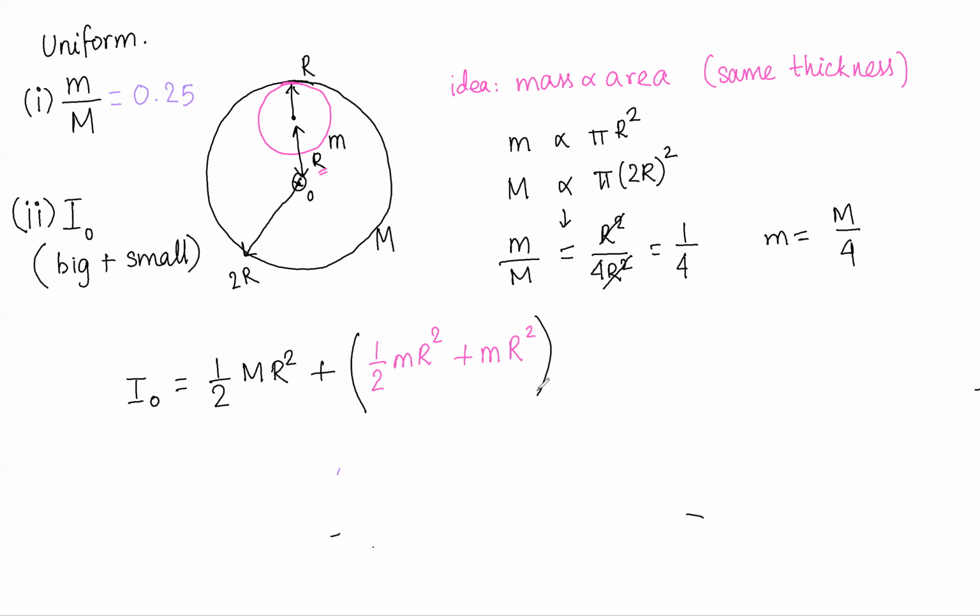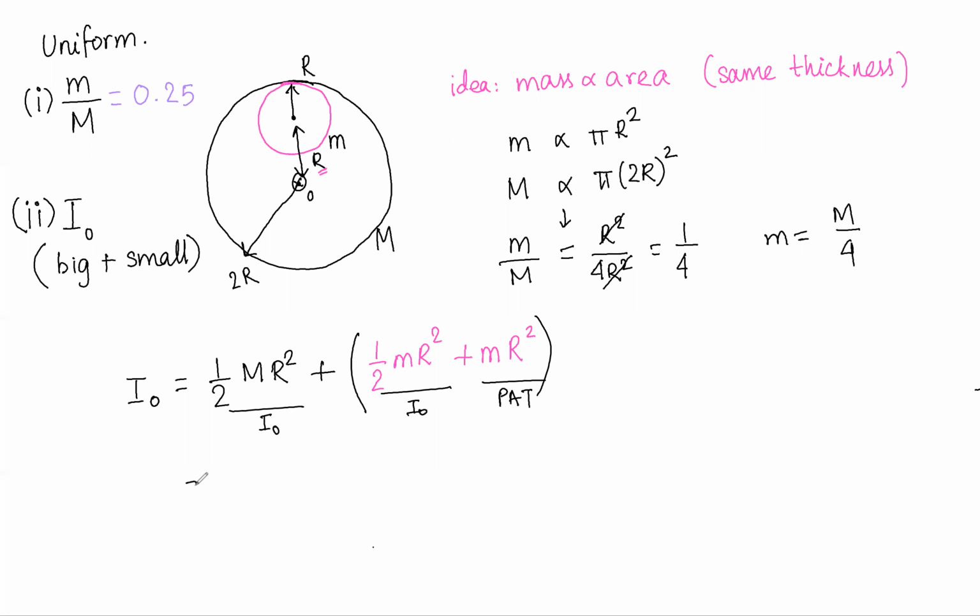So that is half mr square, because the moment of inertia of that disk is half mr square. It is also at a distance of R, so you will have to multiply m with R square and you have to add that. So that is your parallel axis theorem. This is your parallel axis theorem. This is your main moment of inertia, and this is also your main moment of inertia.